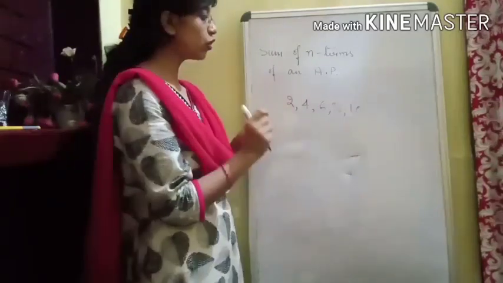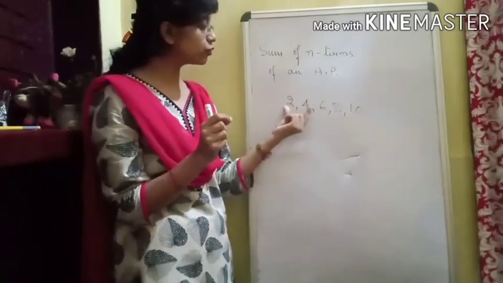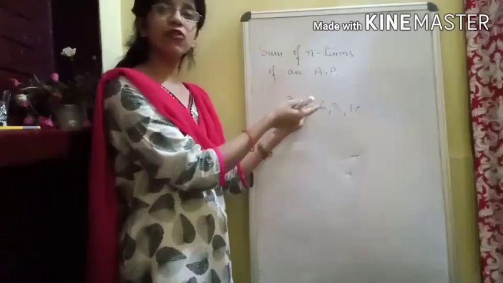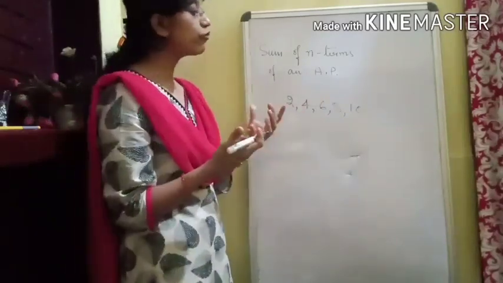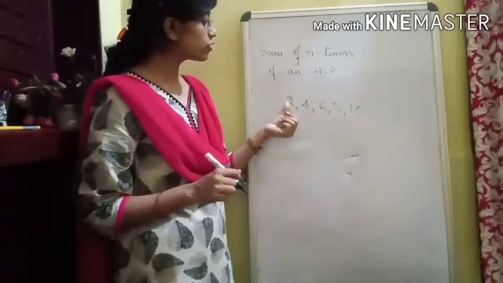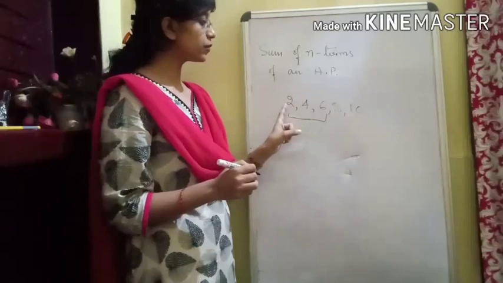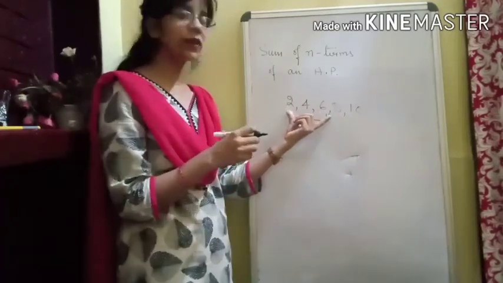If I ask you the sum of the first two terms, the first two terms are 2 and 4. What will be the sum? 2 plus 4 would be 6. So the sum of the first two terms would be 6. The sum of the first three terms, that is 2, 4 and 6, would be 2 plus 4, 6, 6 plus 6, 12. So the sum would be 12.